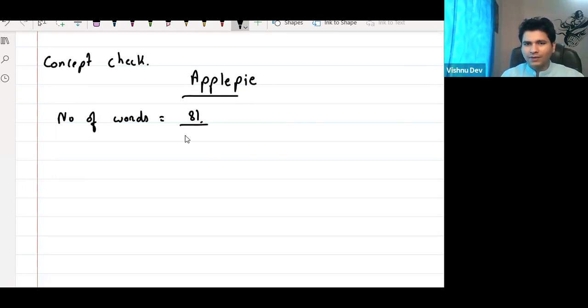Divided by 3 factorial into 2 factorial, because the letter repeated 3 times is 3 factorial, and the letter repeated 2 times is 2 factorial. Done? Very good. Rupa is correct.